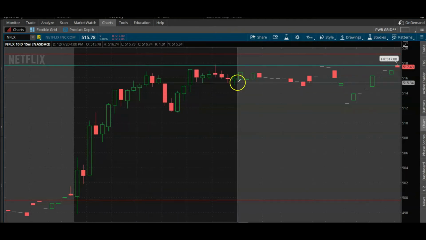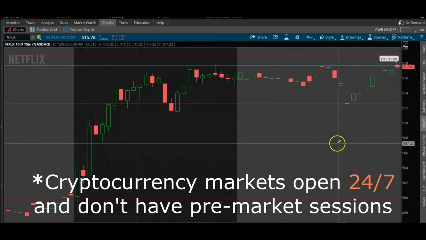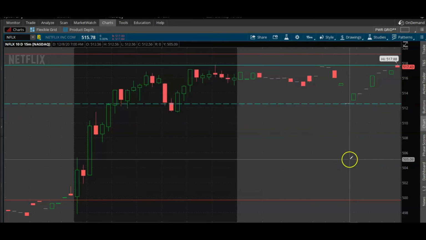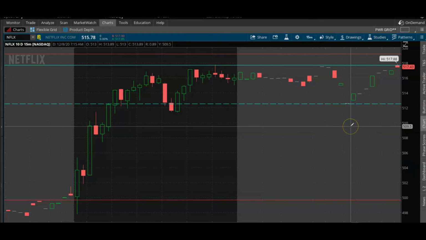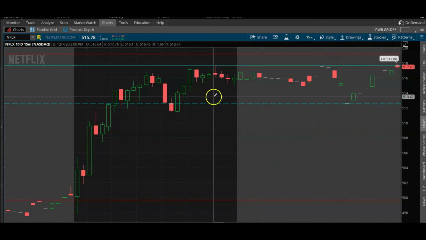The next thing I'm going to do is attempt to draw the highs and the lows of the pre-market session. Again, I'm going to color code it. With the pre-market session, I usually use these dotted lines just so I know it's the pre-market session. And right here, I have my support and resistance lines ready for me to trade. Trading through the day, I'm going to be observant of these lines.